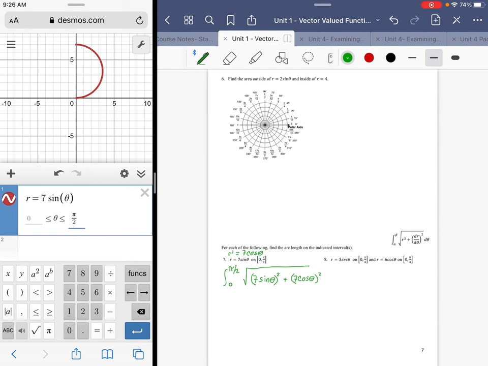Quantity squared. Tack a d theta on at the end. Let's smidge this over, maybe shrink it down. And this one I think is easy enough to do by hand, because we're going to have 49 sine squared plus 49 cosine squared under the radical d theta.